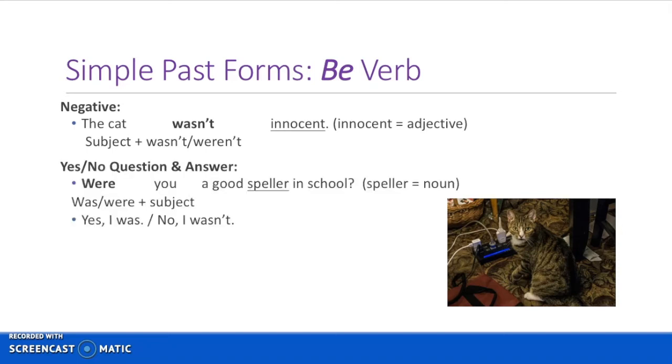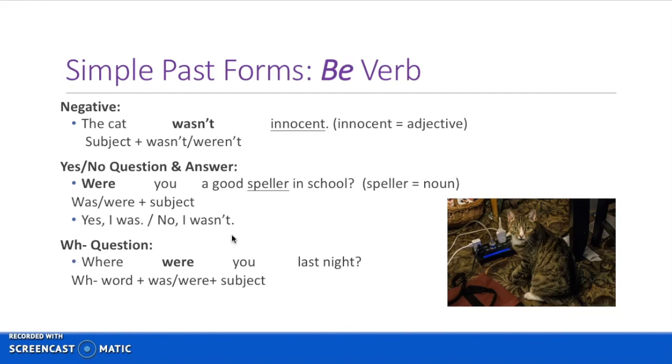Yes or no question and answer. Were you a good speller in school? So was or were comes first as the be verb, and then the subject. Notice that speller is a noun. Yes, I was or no, I wasn't is a short answer, and the subjects will change. WH question. Where were you last night? The WH word is first, and then was or were, and then the subject.